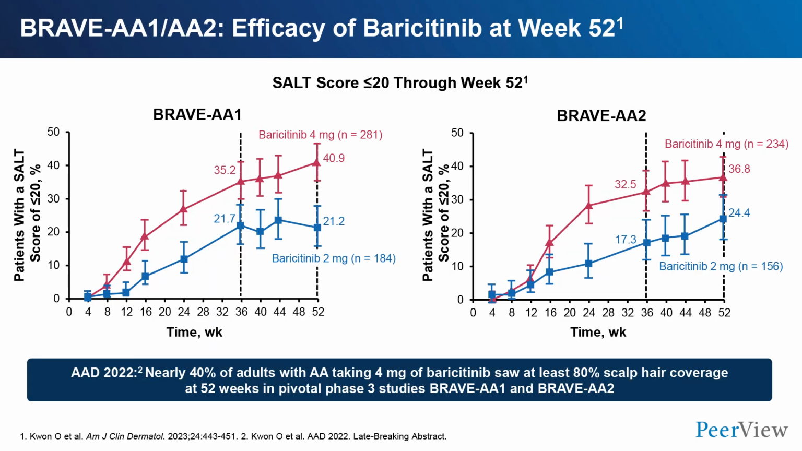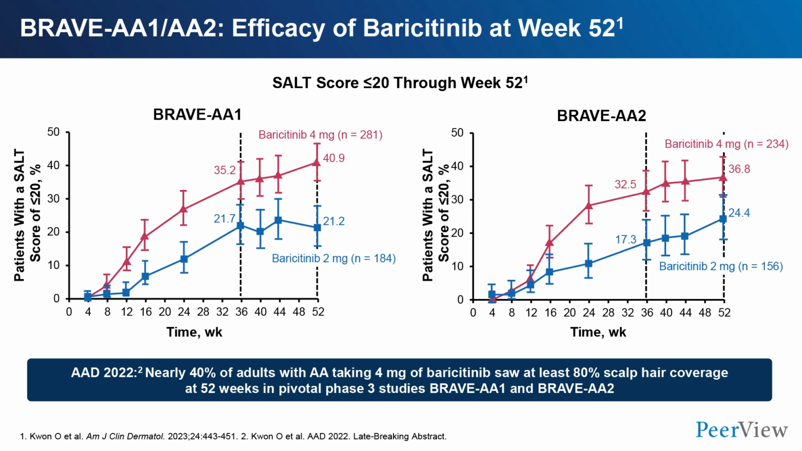And here we can see the BRAVE AA1 and AA2 data. This is looking at the entirety of a 52-week part of the study. There's even longer term data now, but you can see that starting at week 12, you started to see some improvement and some separation in the 2 milligram versus the 4 milligram dose. So if we just look at the baricitinib 2 milligram dose, which is the blue line on the BRAVE AA1 and the BRAVE AA2 study, we can see that by 36 weeks, we were really getting significant improvement.